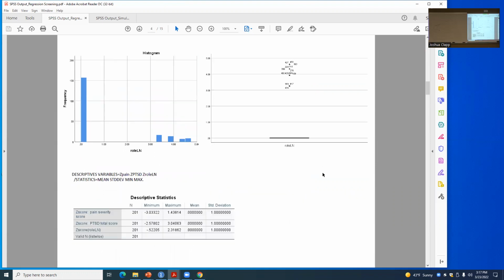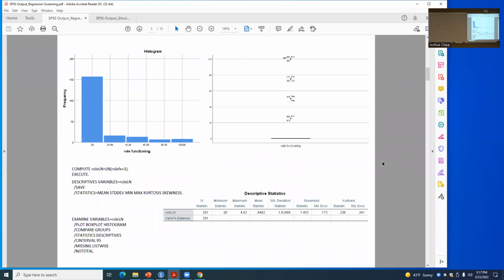Okay. Then we get into our role functioning variable. This was the one where we had a skew of 2 point something, kurtosis of 4 point something. What's going on here? What do you think, Josiah? What does 0 represent? 0 is the bottom of functioning. The range on this, as we reported it, was 0 to 100, with 0 being the worst level of functioning, 100 being best functioning. So we have a lot of people that are not functioning very well.